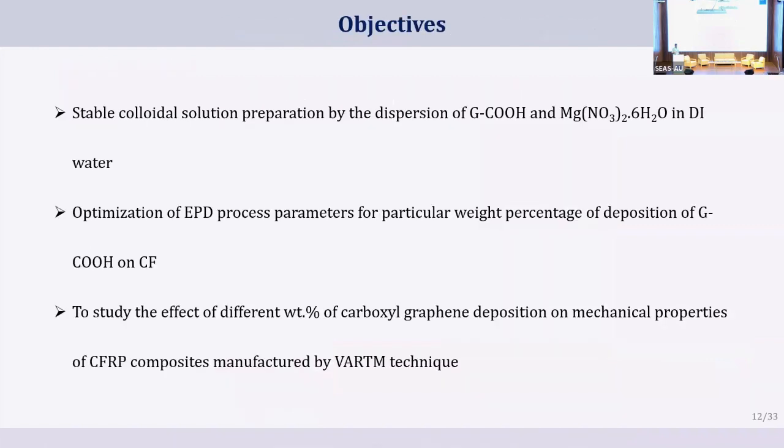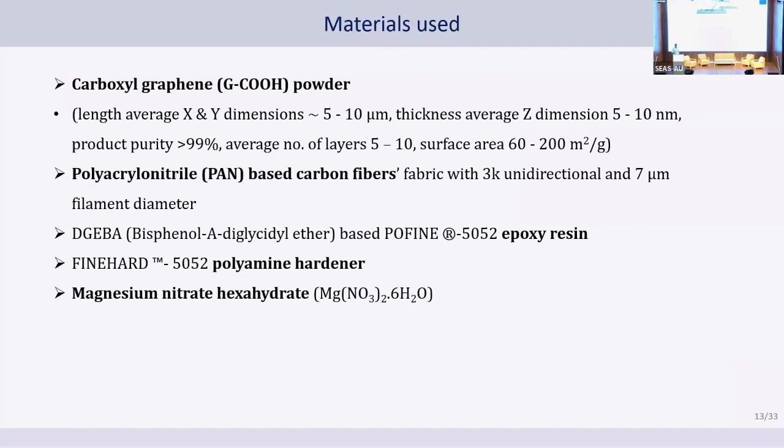So here the objective is the preparation of a stable colloidal solution, optimization of EPD process parameters such as voltage, current and concentration, and the study of the mechanical properties of these composites. The materials used are carboxyl graphene, polyacrylonitrile-based carbon fiber and DGEBA epoxy resin.